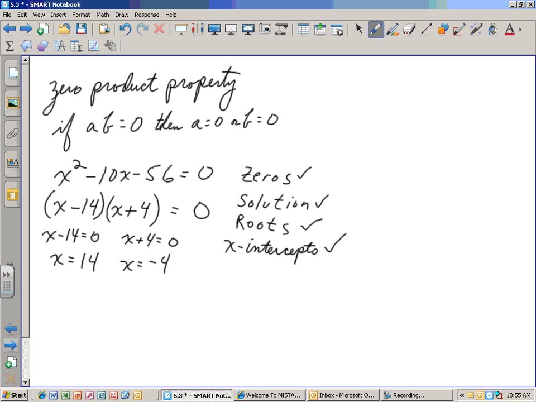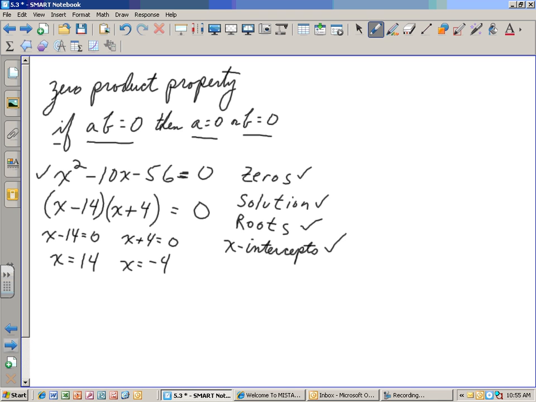Okay? And the zero product property states that if a times b equals 0, then either a equals 0 or b equals 0, which kind of makes sense. If a is 0, 0 times b is 0, or if b is 0, then a times 0 is 0. Here's one of the problems, x squared minus 10x minus 56. That was in your homework from last night. I don't know the number that was, but it's one of your problems. And we're going to set this equation equal to 0 to solve it.